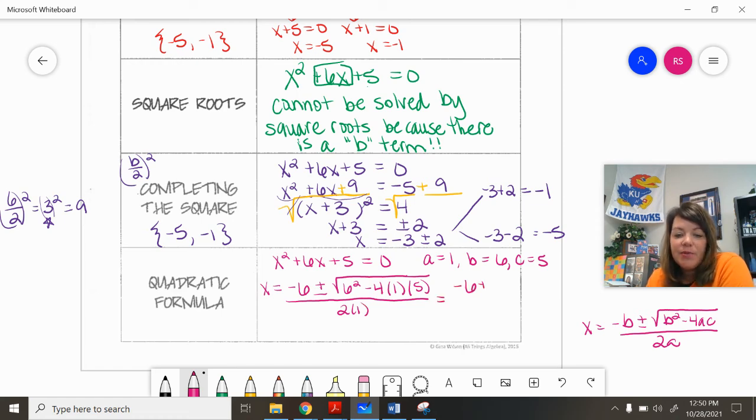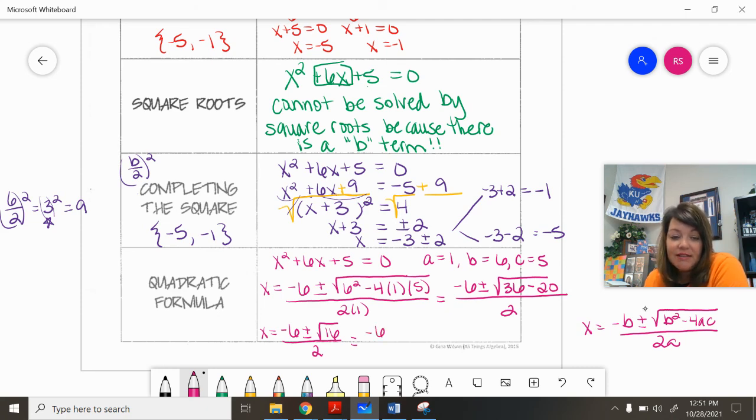So that's -6 plus or minus the square root of 36. Remember, this number will never, ever be negative. It'll always be a positive number. And then I'm going to count my signs. It appears I only have one minus sign, so this is going to be negative. 4 times 1 times 5 is 20, all over 2, which gives me x equals -6 plus or minus the square root of 36 minus 20, which is 16, all over 2. The square root of 16 I know is 4. So this is -6 plus or minus 4 over 2.